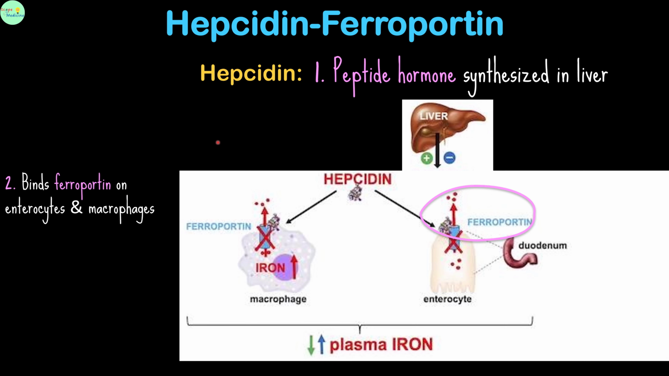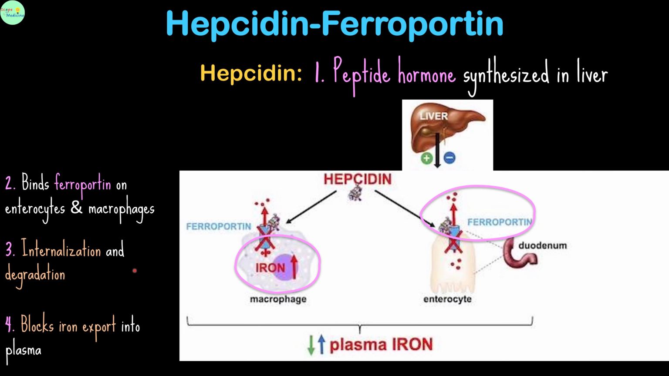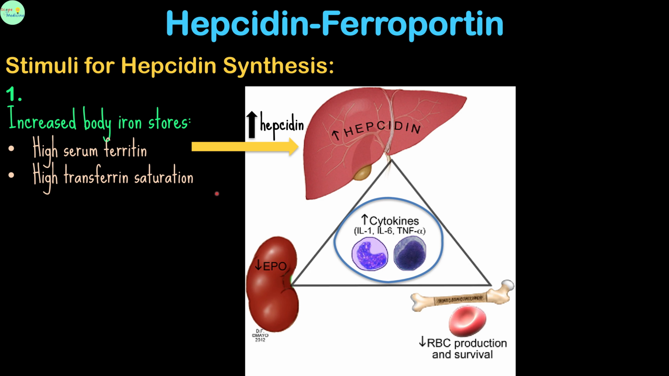Its mechanism of action is direct. Hepcidin circulates and binds to the ferroportin protein on the surfaces of key cells like duodenal enterocytes and reticuloendothelial macrophages. This binding causes ferroportin to be internalized and degraded, effectively locking iron inside these cells and preventing its export into the blood plasma. Several key stimuli regulate hepcidin synthesis. Increased body iron stores, signaled by high serum ferritin and high transferrin saturation, stimulate hepcidin production to prevent further absorption.